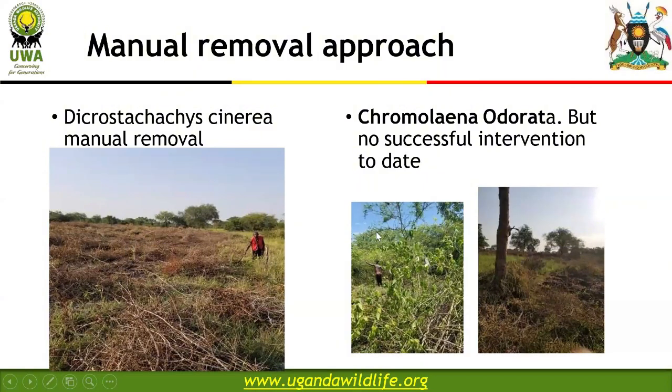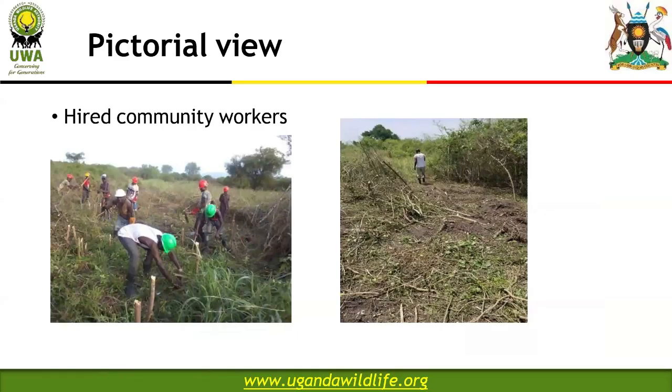This was the area that we removed. And this is where we are also doing trial removal of Chromolaena odorata, but very unsuccessfully. For Dichrostachys cinerea, we can comfortably tell you that with manual removal, where you have funds and manpower, you are able to achieve results. But with Chromolaena odorata, every time we remove, it comes back. So for it, we cannot tell you that we have done reasonable work, and it is colonizing these habitats at a very high rate.